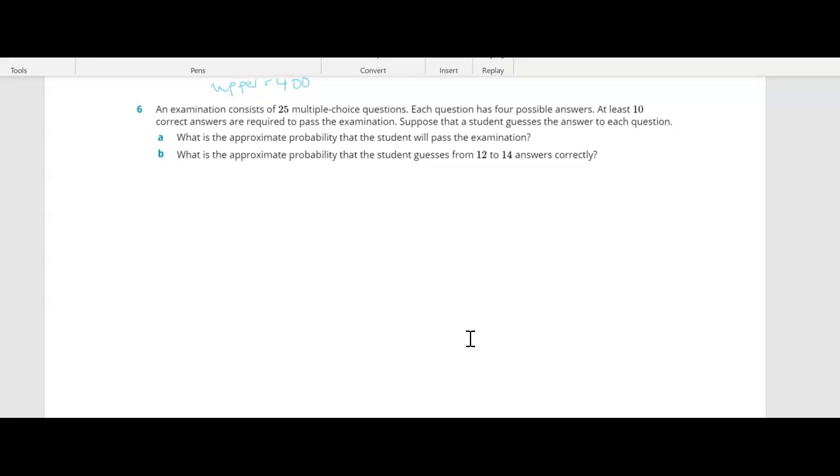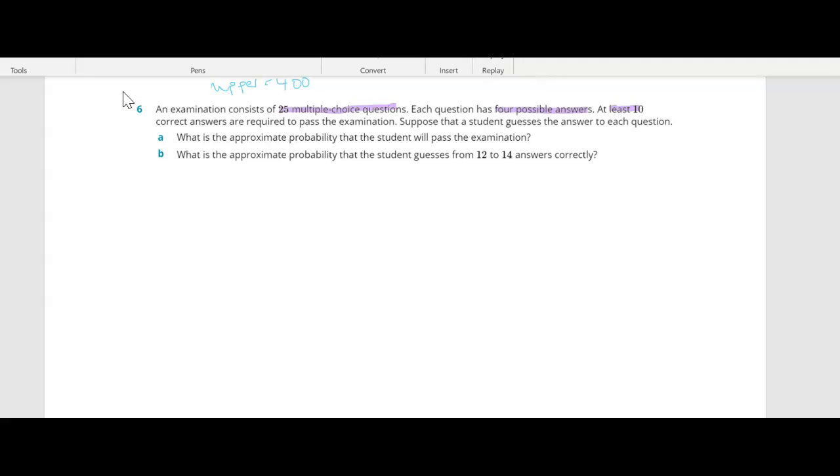All right, let's finish with question 6. I've got 2 minutes. An examination consists of 25 multiple choice questions. Each question has 4 possible answers. That's important. At least 10 correct answers are required. Suppose that a student guesses the answer to each question.